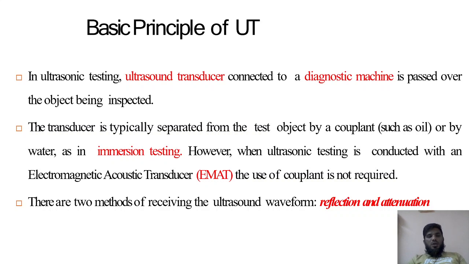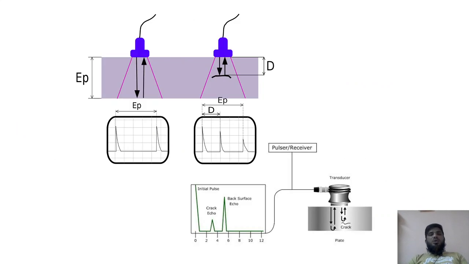There are two methods of receiving the ultrasonic waveform, that is reflection and attenuation. Okay, so if this is your distance, and you are sending the signal and it gets reflected back, given the distance of the surface, the height of the object, you can find the height from here. Similarly, if there is a defect present at distance z, then the distance is obtained like this.